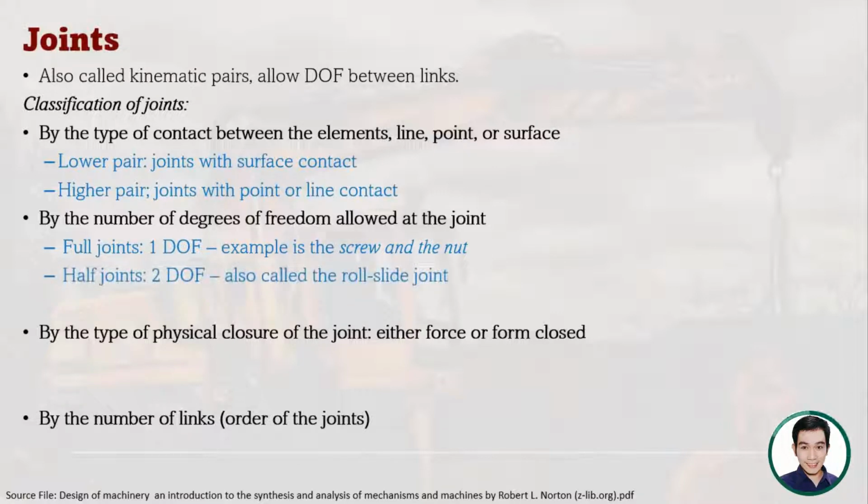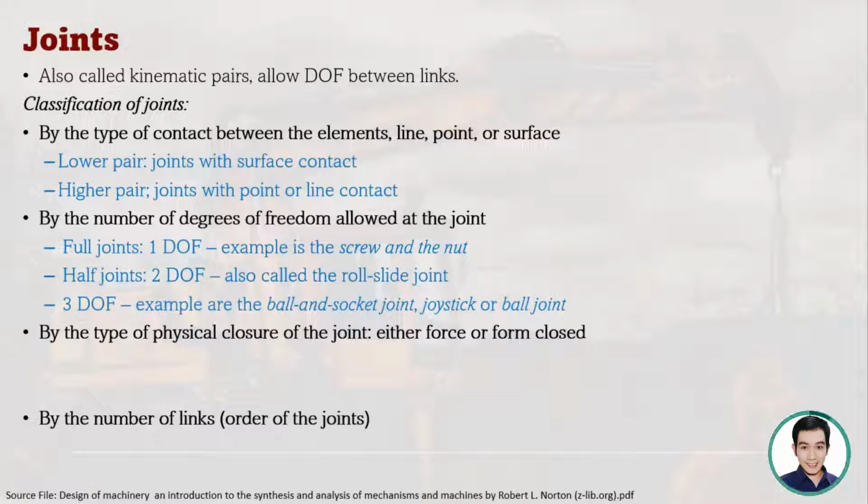It's considered as a half joint when it has 2 degrees of freedom. They are also called the roll and slide joint. So when you have a joint that has this roll and slide, then it's considered as a half joint because it has 2 degrees of freedom, meaning it can roll, then it can slide also. And then we have also 3 degrees of freedom wherein it can move in 3 ways, such as the ball and socket joint, joystick, or the ball joint.